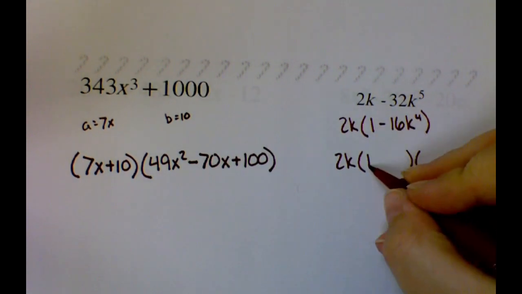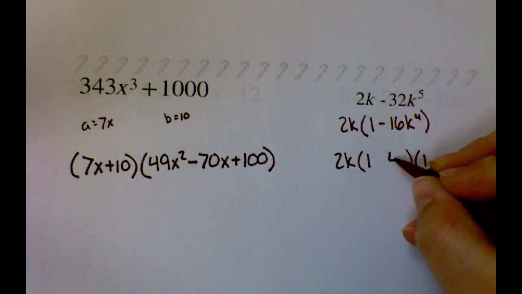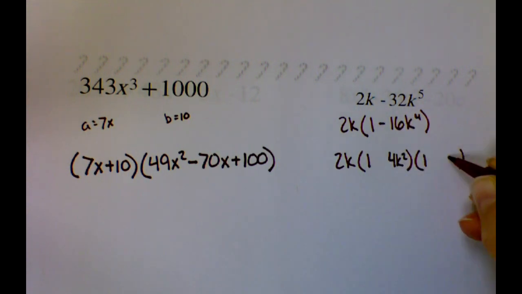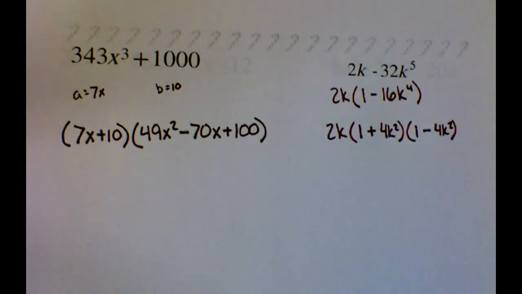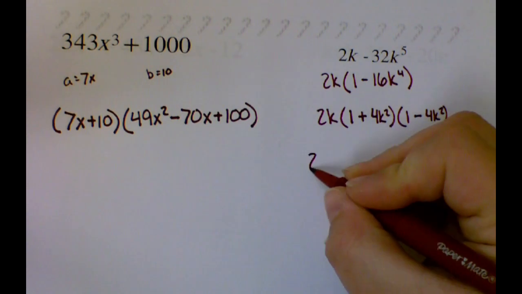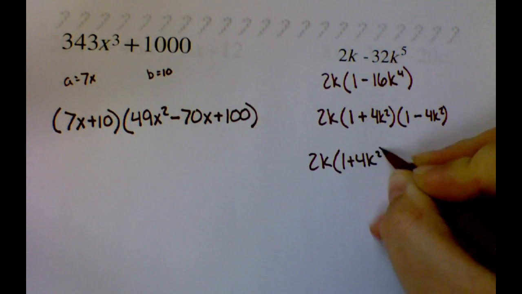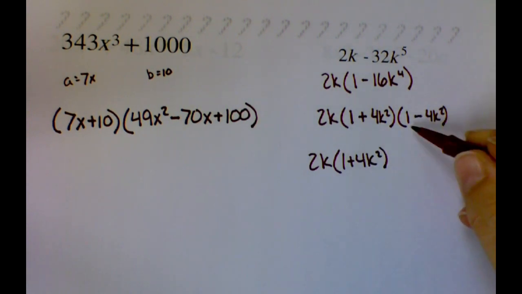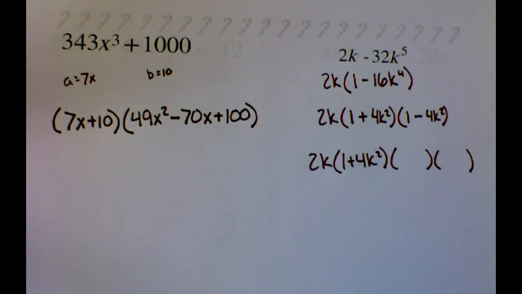My 1 can only break apart into 1 times 1. 16k to the 4th can be 4k squared and 4k squared. If 1's a plus and 1's a minus, that means I have no terms left in the middle. But wait, there's more. I can't factor a sum of perfect squares, so my 2k and my 1 plus 4k squared are stuck. But I can factor 1 minus 4k squared, because again, it's a difference of perfect squares.